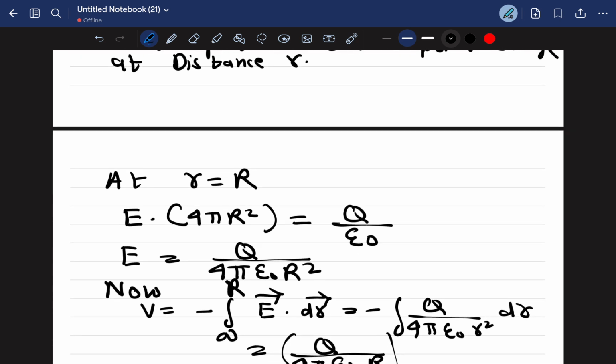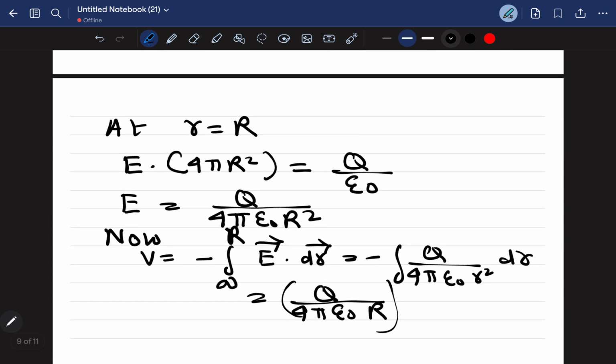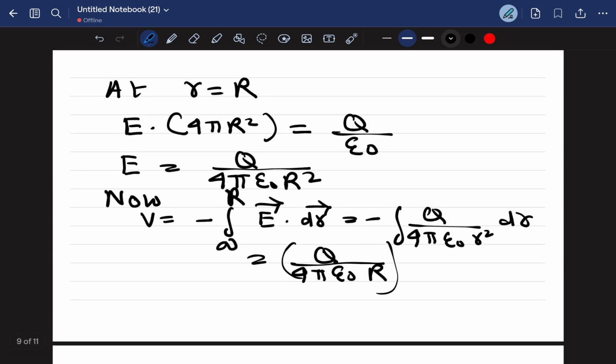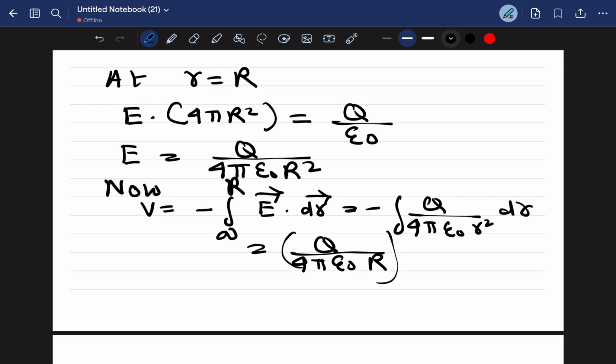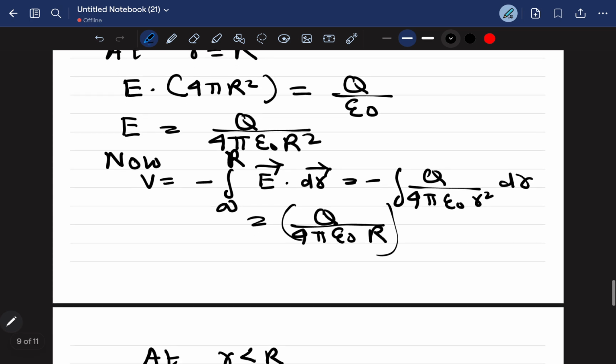Similarly, at r equal to R, we can draw the Gaussian surface. We get E into 4 pi R square equal to q by epsilon naught, so E equals q by 4 pi epsilon naught R square, where R is the radius of the metallic shell. Now we find the potential with the same formula, minus the integration from infinity to R of E dot dr. Here the limit is from infinity to R, the radius of the metallic shell. Doing the integration, we find V equals q by 4 pi epsilon naught R. This is the potential at the surface of the metallic shell.